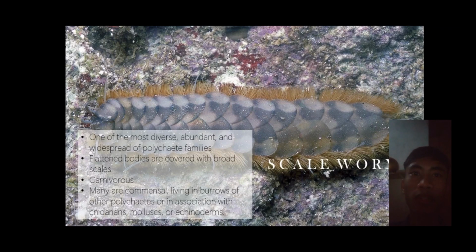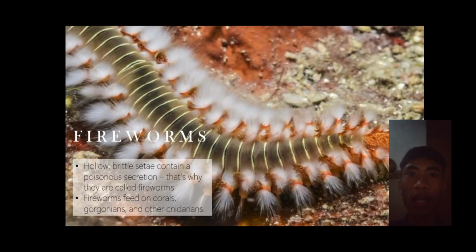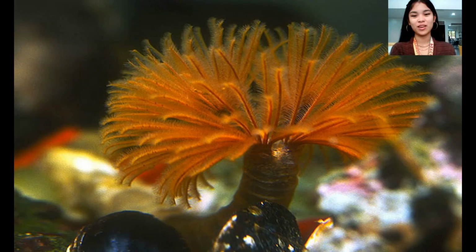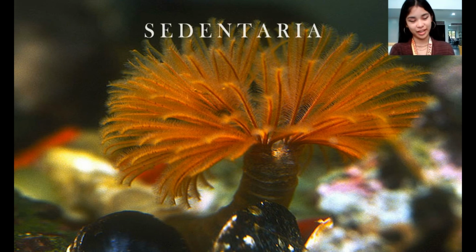The scaleworms are one of the most diverse, abundant, and widespread of polychaete families. Their bodies are flattened and covered with broad scales. They are carnivorous, and many are commensal, living in burrows of other polychaetes or in association with cnidarians, mollusks, or echinoderms. And for the fireworms, hollow, brittle setae contain a poisonous secretion. That's why they are called fireworms. Fireworms feed on corals, gorgonians, and other cnidarians. Okay, that's all.